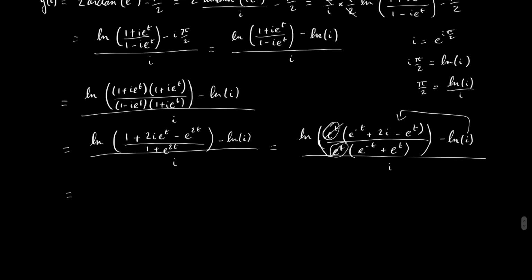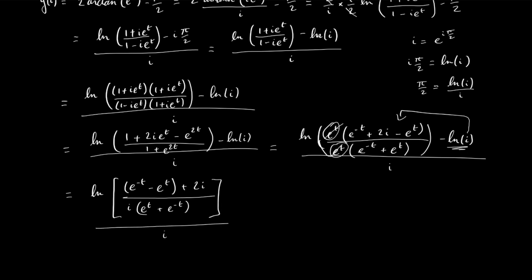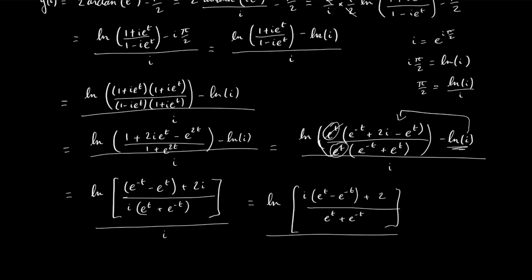So this is equal to the logarithm of exponential of minus t minus exponential of t plus 2i, divided by exponential of t plus exponential of minus t, multiplied by i. This is the i from the logarithm of i that we have here. And everything divided by i. This is equal to the logarithm of i exponential of t minus exponential of minus t plus 2, divided by exponential of t plus exponential of minus t, divided by i.